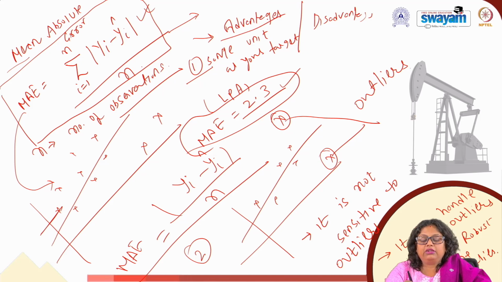The advantage we have seen is that the value of MAE is in the same unit as your target, so it is more understandable for interpretation. The second thing is that it is not sensitive, or is robust, to outliers. Now talking about the disadvantages. In the last discussion we talked about simple linear regression.